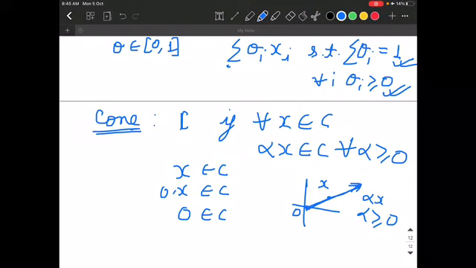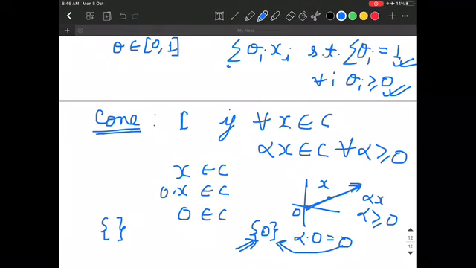So is this the smallest cone? No. Take the set containing just the origin. Is this a cone? Of course. If 0 lies in the set, and every other point alpha times 0 is basically 0, that also lies in this set. So this is also a cone. Is this the smallest cone? No. Consider the empty set.